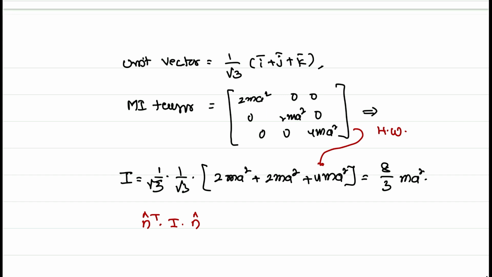Because this is how to calculate when you know the moment of inertia and when you know the unit vector in that particular direction, I have already explained in my previous classes. What is the formula for calculating? I know the unit vector, I know the tensor. Once I know the tensor and unit vector, how do we calculate? That's already given. If you have any doubts, you can put it in the comments.